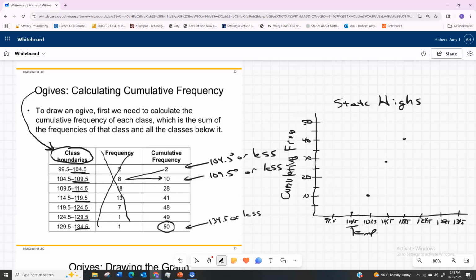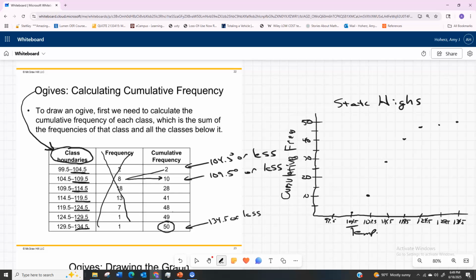124.5 or less, we're in this category right here, this class. 124.5 is at 48, so almost to the top, not quite. So we have 48, and then we have 49, and then we have 50 when we get to 134.5. So 124.5 was at 48, 129.5 was at 49, and then 134 was at 50.